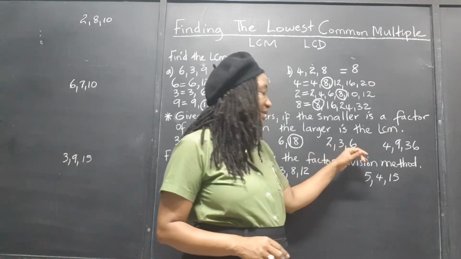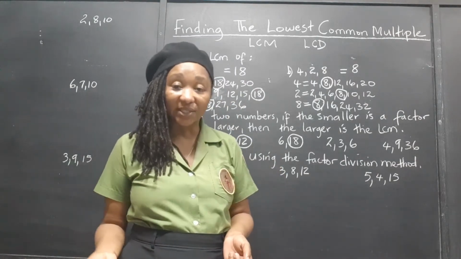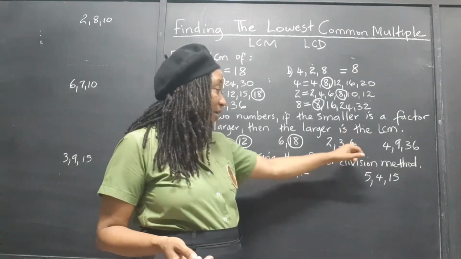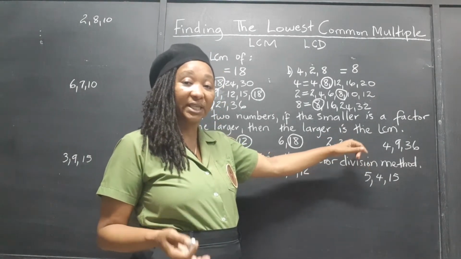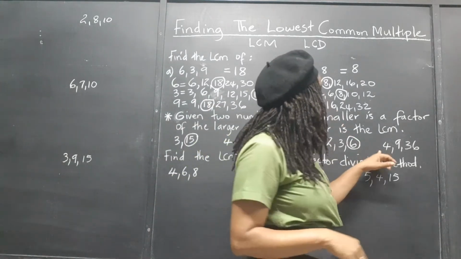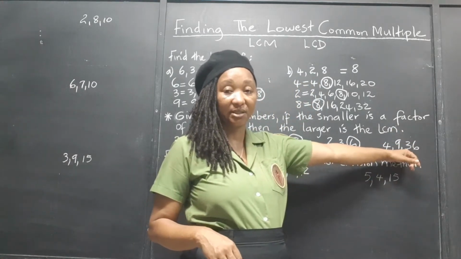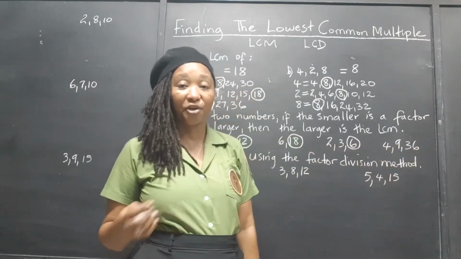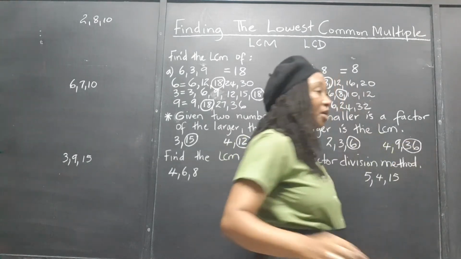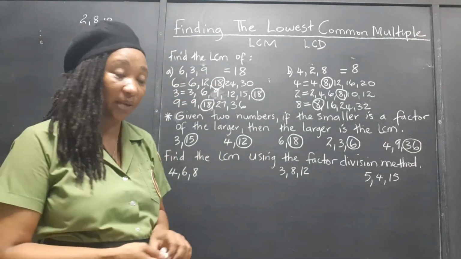2, 3, and 6. Remember, if the 2 small ones are factors of the biggest one, it is the LCM. 2 can go into 6, 3 can go into 6. And of course, 6 can go into itself. So 6 is the LCM. 4, 9, 36. 4 can go into 36. 9 can go into 36. 36 can go into itself. 36 is the LCM. So this is another method just by looking and knowing our times table.